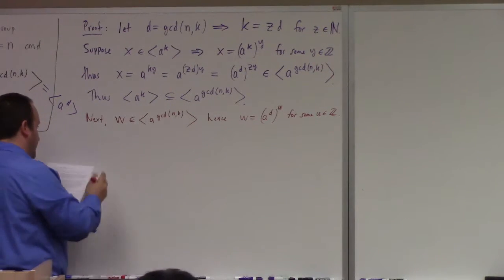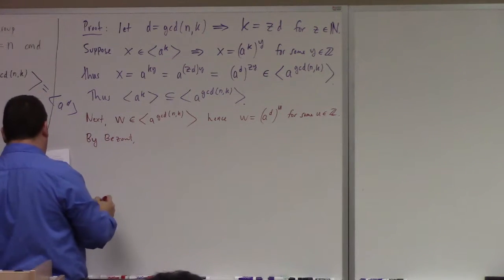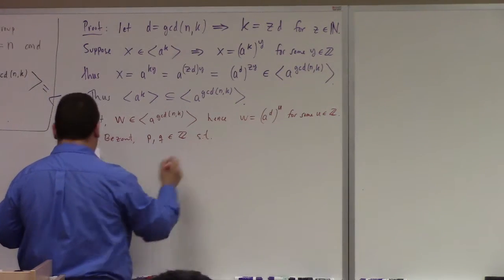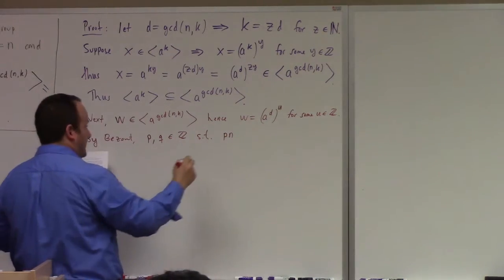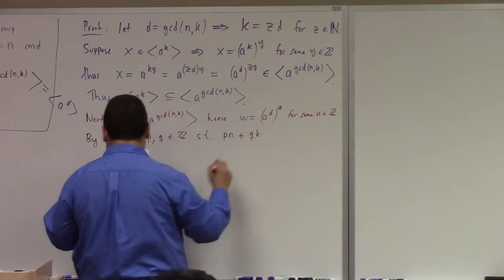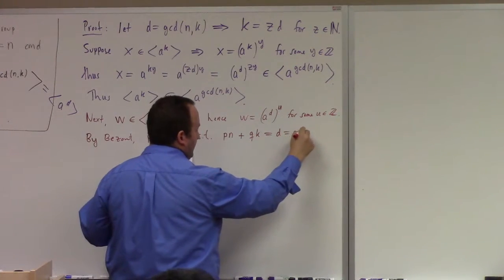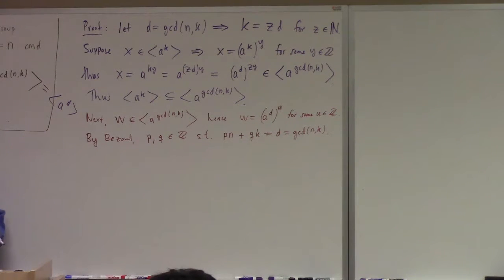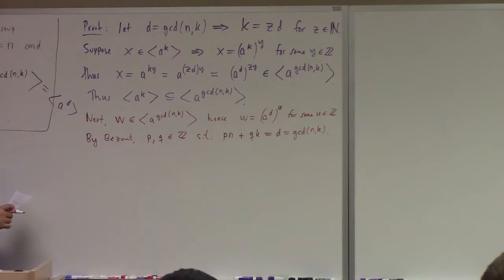Now we can apply Bezout's identity. We have p and q in the integers such that p times n plus q times k equals d. Remember, d is the greatest common divisor of n and k, if you forgot. So we can reach the greatest common divisor by an integer linear combination of n and k, in this case with coefficients p and q, and then it's just a straight calculation.